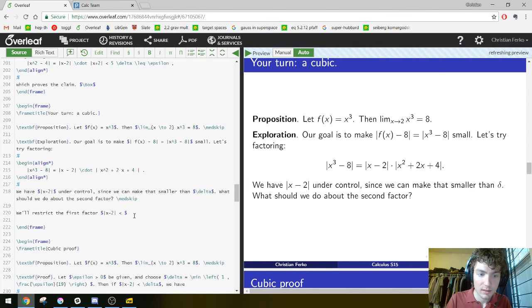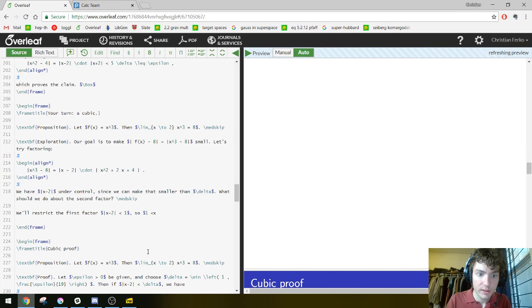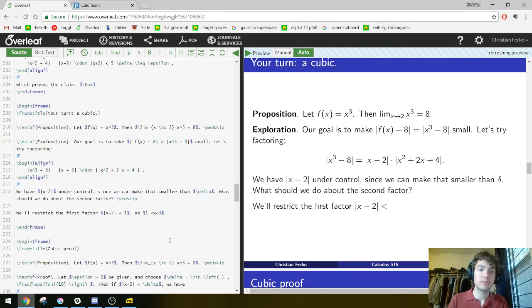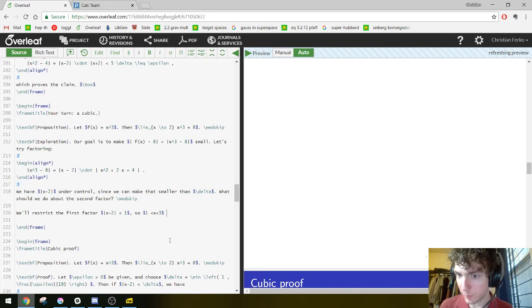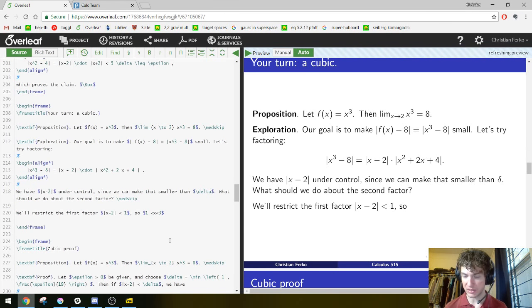I guess 1 will work again. Yeah, that's fine. Sounds good. So if the absolute value of x minus 2 is less than 1, that's the same thing as x lying between 1 and 3. So now, if x lies between 1 and 3, what's the upper bound for that second factor, that messy quadratic?